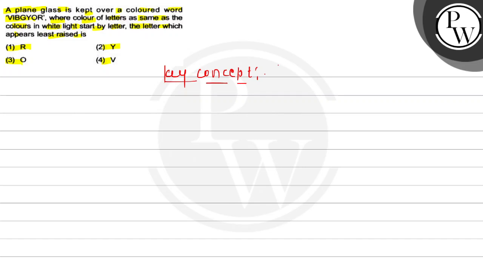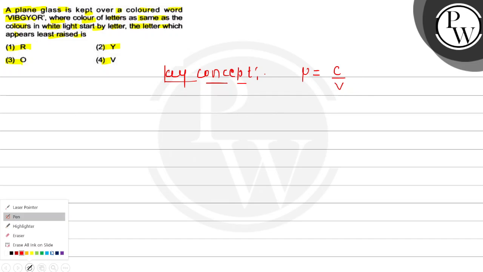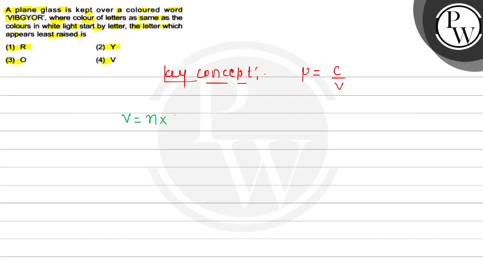The concept is the formula that we know. So mu, the refractive index of any medium, can be calculated by using c by v. We know that c is the velocity of light and v is the velocity in any other medium. Okay, so we'll use this formula to solve this question further. So here we know that mu is equal to c by v, and v is equal to n into lambda.